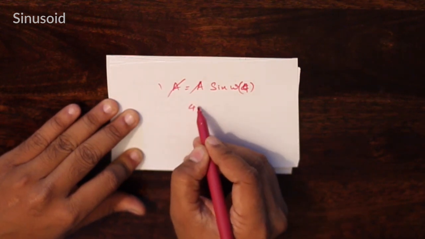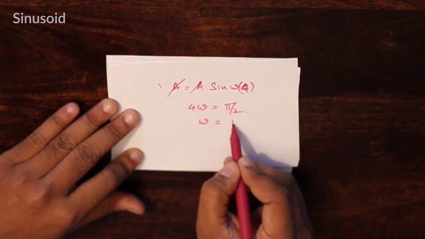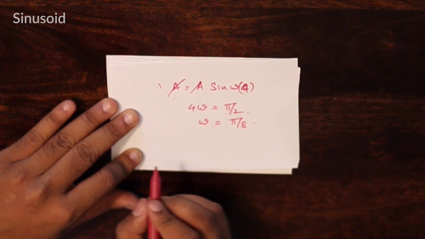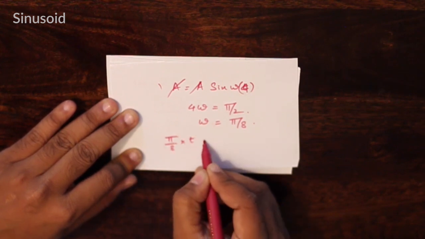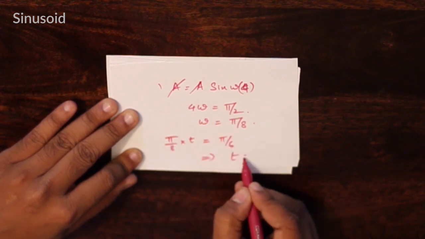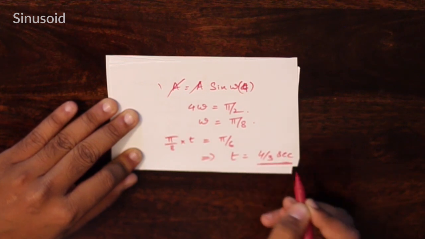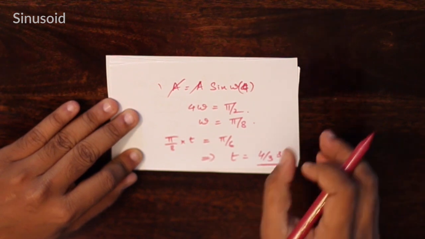So 4 omega becomes pi by 2, and that makes our omega pi by 8. So at what time does it become pi by 6? That would be pi by 8 into t is equal to pi by 6, and this gives us t is 4 by 3 seconds. So it is at 4 by 3 seconds that the bob is going to execute a displacement of A by 2.